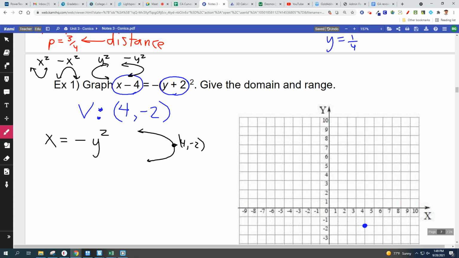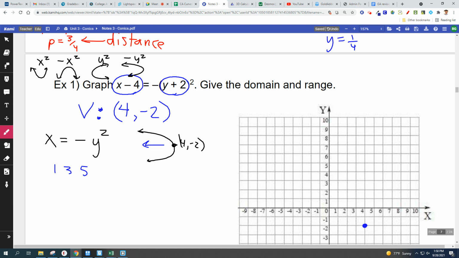Now, if you want to get more points, you could make an XY table, but I don't want to do that. I'm too lazy. You could. There's nothing wrong with that. It's a lot more work than what I'm going to do, though. I would much rather use my 1-3-5 pattern. We know squares have a 1-3-5 pattern, right? 1-3-5. So let's use that. The only difference is instead of going up or down, we're going in that direction. We're going to the left.